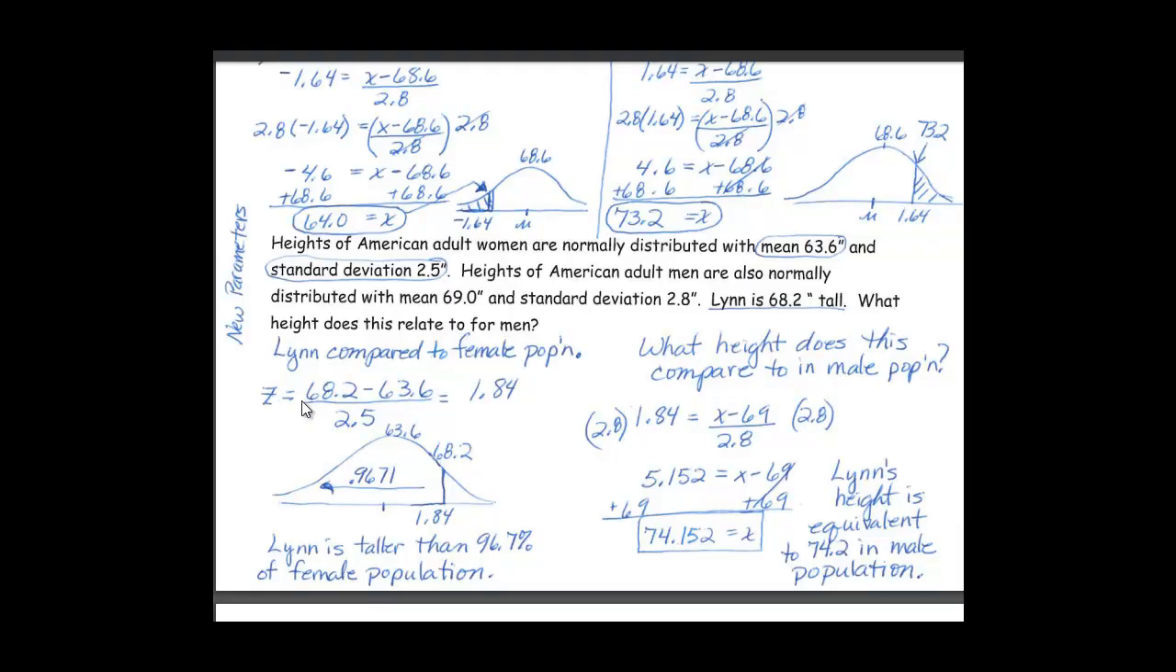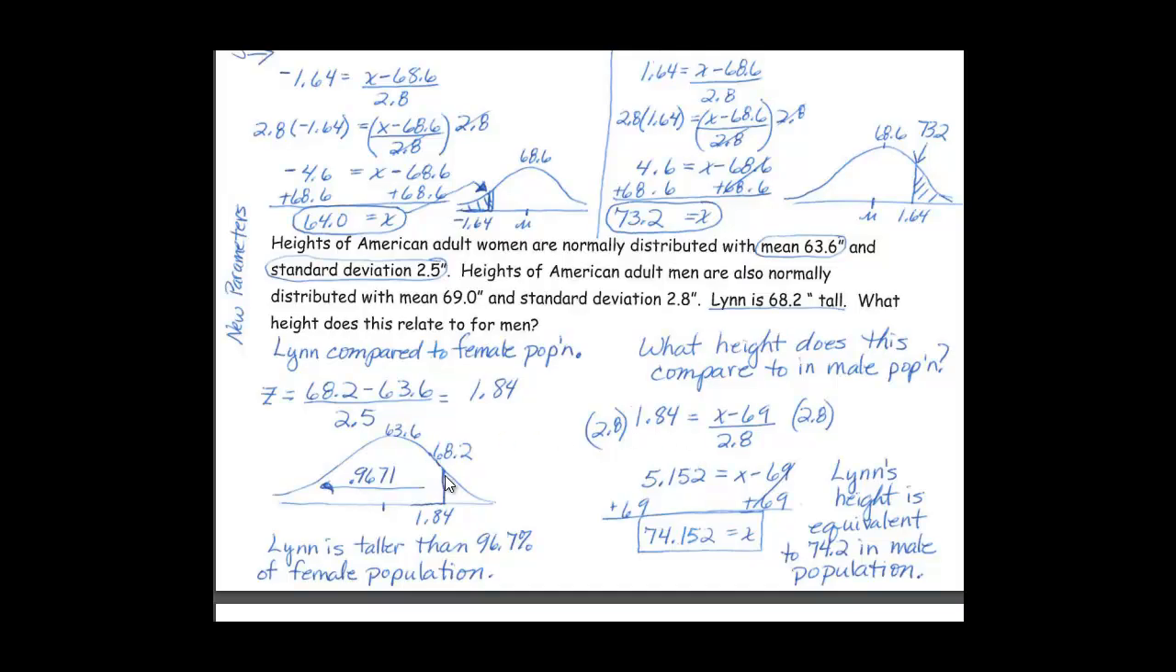We're going to plug that information into our z-score formula. We come up with a z-score of 1.84. I can go to the normal distribution chart, or I can do this on StatCrunch, and I'll find that the z-score of 1.84 is associated with a data value of 68.2. It's also associated with a probability of 0.961. So I've got my z-score, my data value, and the probability for Lynn's placement in the female population. I need to know what that equates to in the male population.